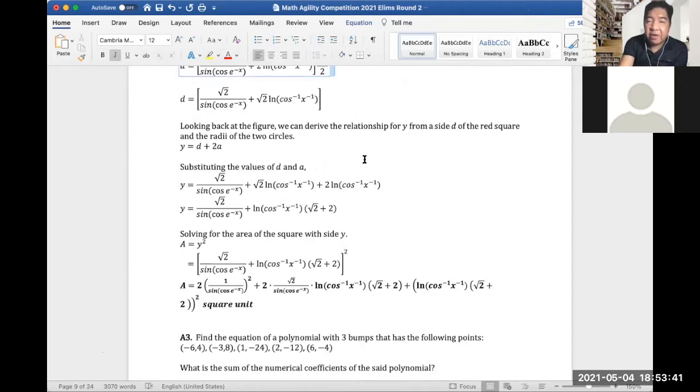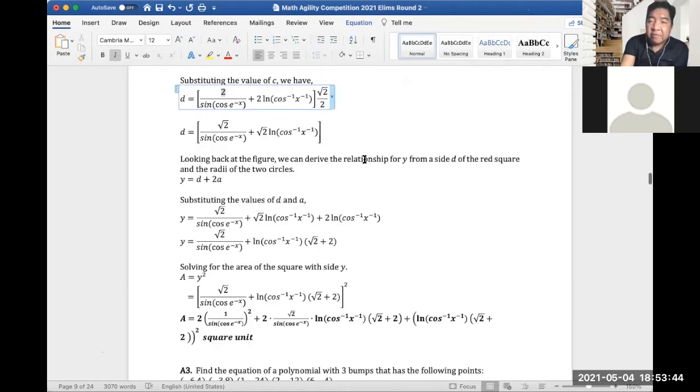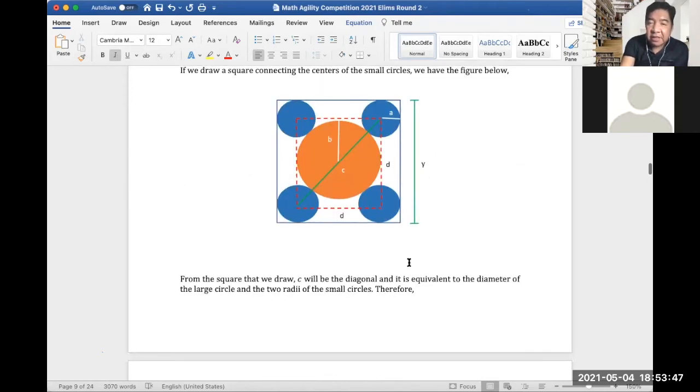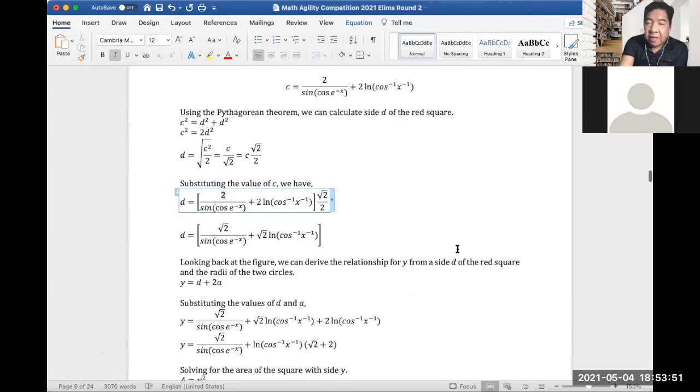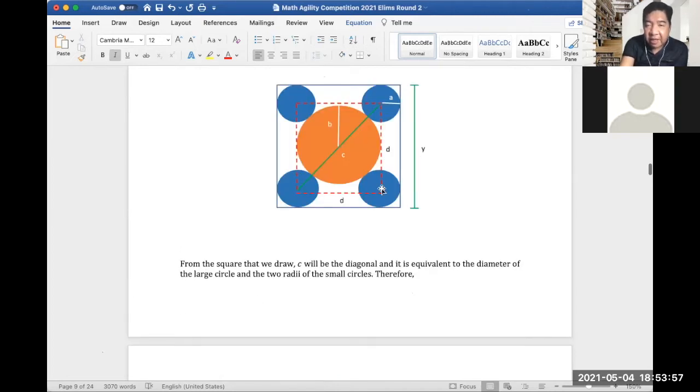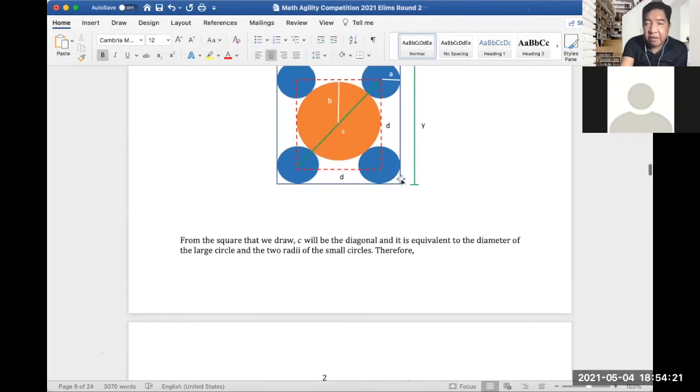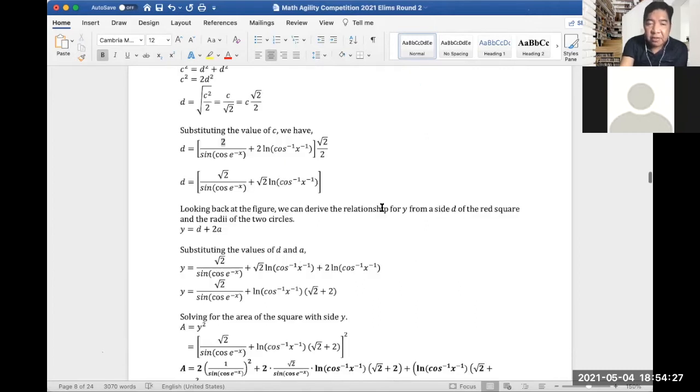So looking back at the figure, we can derive the relationship for Y. So from side D, so this is Y, the side of the square, D of the red square, and the radii of the two circles. So our Y is actually the length D, if you look at the red with the broken line, plus 2A, right? So A, of course, from this point here, the corner of our red square would have an equivalent radius of this small circle here. Same here as well, right? On the lower end of the square, we would have the radius of this small circle here, which are equal, right? A.